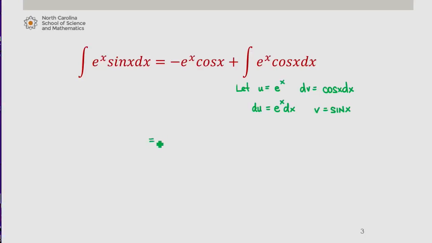This then gives us that this entire integral is equal to negative e to the x cosine of x plus e to the x times sine of x minus the integral of sine of x times e to the x dx. Now what we see here is this integral is identical to the one that we began at the beginning of the problem. Well, in that case, they're like terms. If I add this integral to both sides of the equation, I then get two of these integrals of e to the x sine of x.